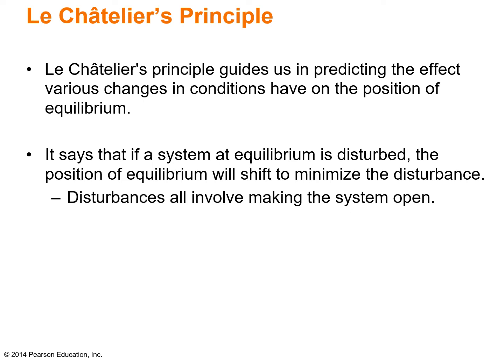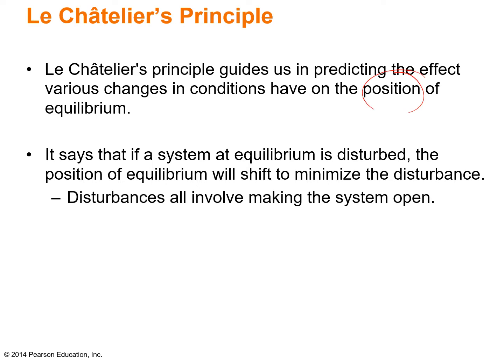So now that we've primed the topic of chemical equilibrium, now we can jump into Le Chatelier's principle. What Le Chatelier's principle does is it guides us in predicting the effect various changes in conditions have on the position of equilibrium. So what are we talking about when we're talking about position? We're talking about that arrow, the directionality of that arrow.